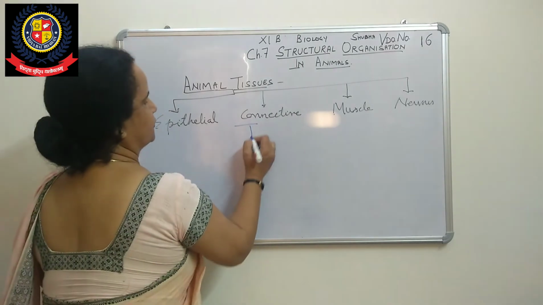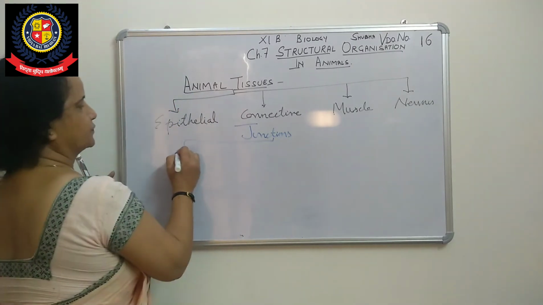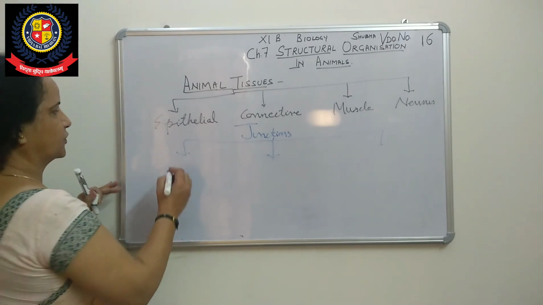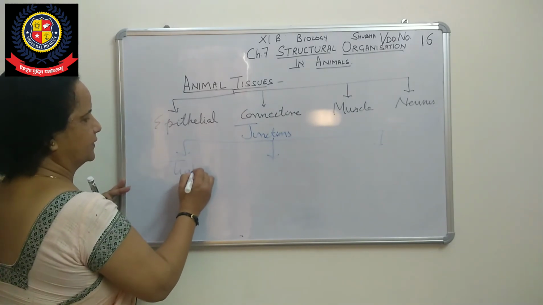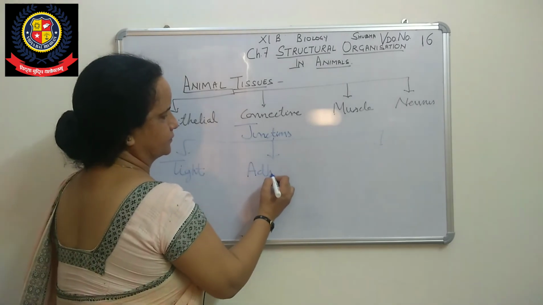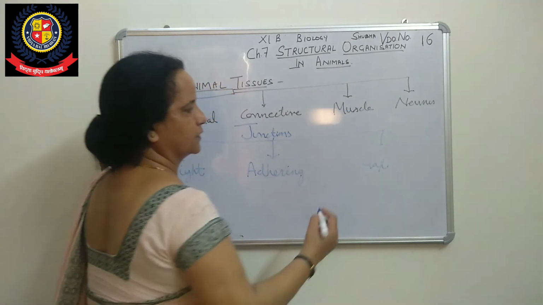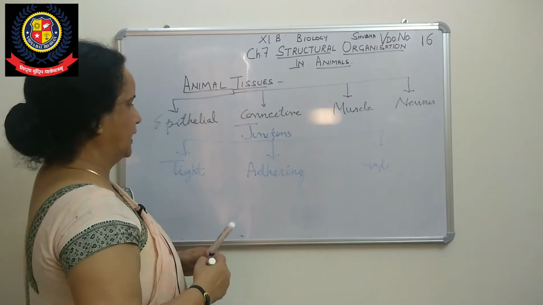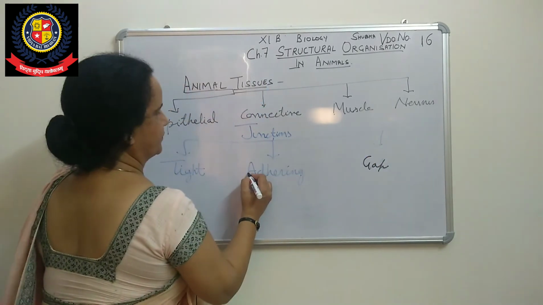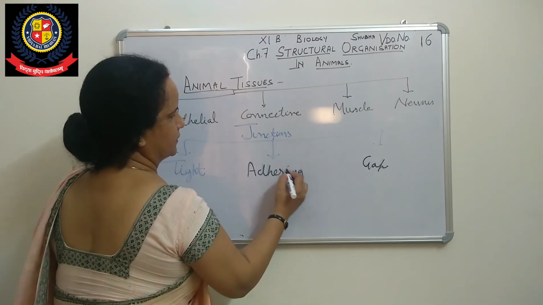These 3 types of junctions are capable of holding cells together. There are mainly 3 types of junction: tight junction, then adhering junction, and the third one is gap junction. Now what does it mean?